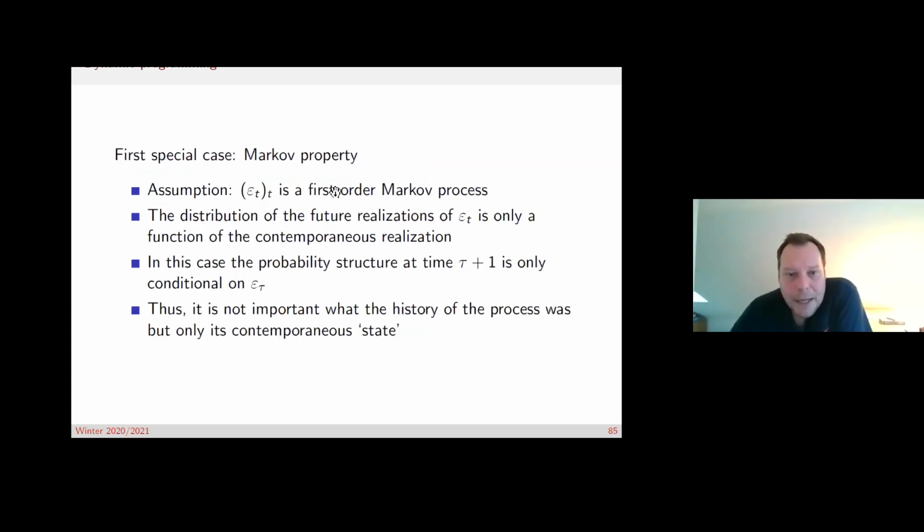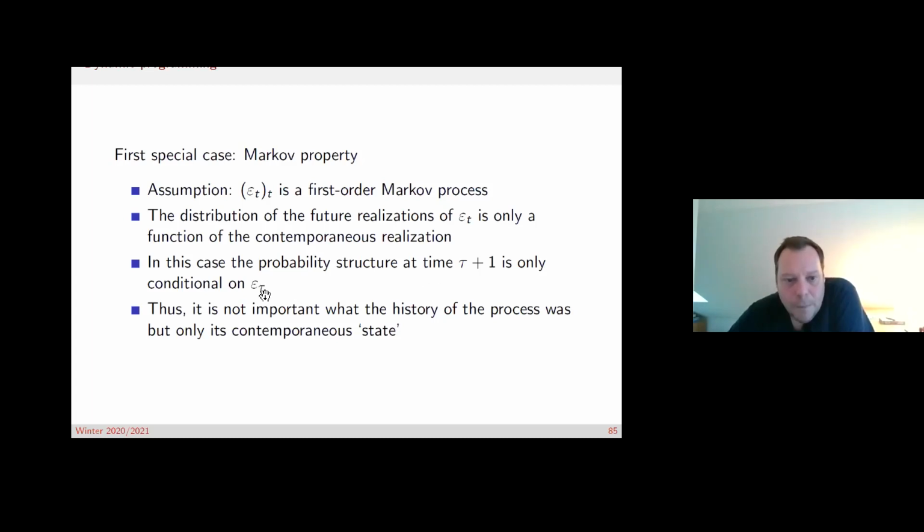Let me briefly begin with the Markov property. So what we assume here is that the underlying probability structure follows a first order Markov process. That means that the distribution of future realizations is only a function of the contemporaneous realization. So we do not necessarily have to consider the entire history of the process, or a large finite number of past realizations, but we only have to consider the contemporaneous realization.